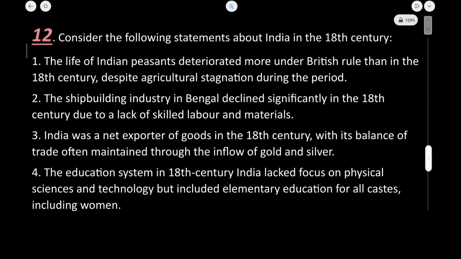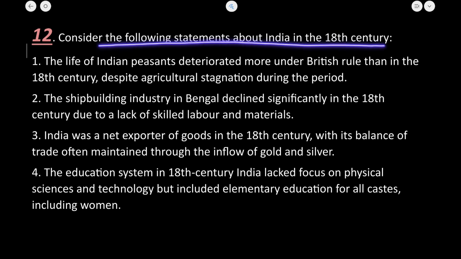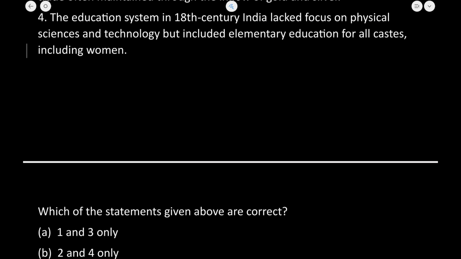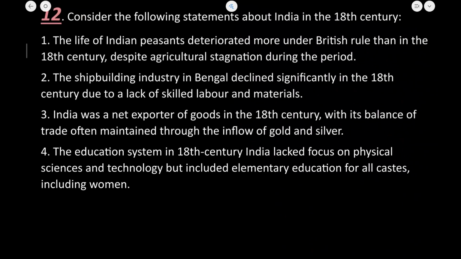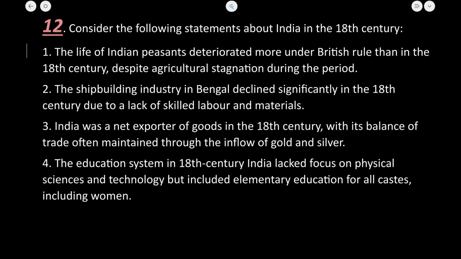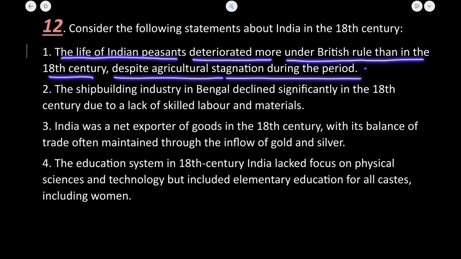Now, next question क्या है हमारा? Consider the following statements about 18th century India. What we have to say? We have to mark the correct options here. Now, the first statement is: the life of Indian peasants deteriorated more under British rule than in the 18th century, despite agricultural stagnation during this period.